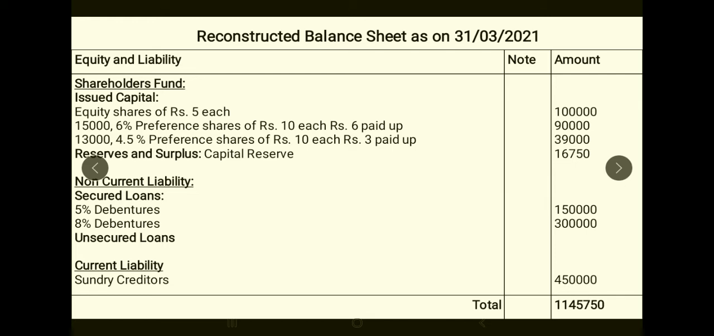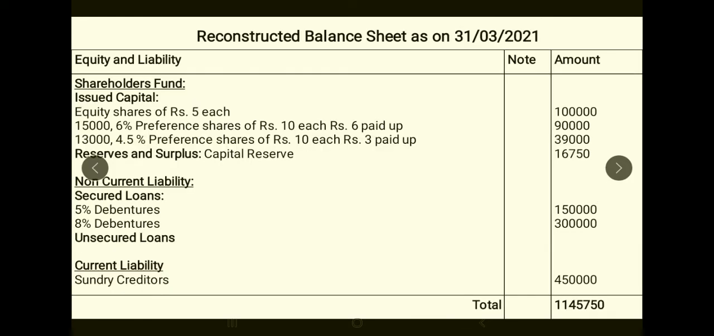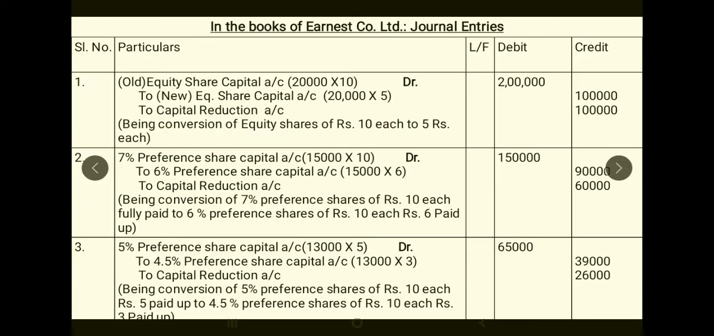While preparing the reconstructed balance sheet, you can see equity shares of ₹5 each; the share of 10 rupees has become ₹5. It has come from the journal entries. So if you look at your first journal entry, equity share capital 20,000 into 5, 1 lakh rupees you can see. In no other journal entry has equity share capital come. So equity shares of ₹5 each, 1 lakh as it is, we will write. Next, from the second journal entry, the 6% preference shares of 10 each, ₹6 paid up, we will write. In the second journal entry, the 6% preference shares, ₹10 share, have been made ₹6 paid up.